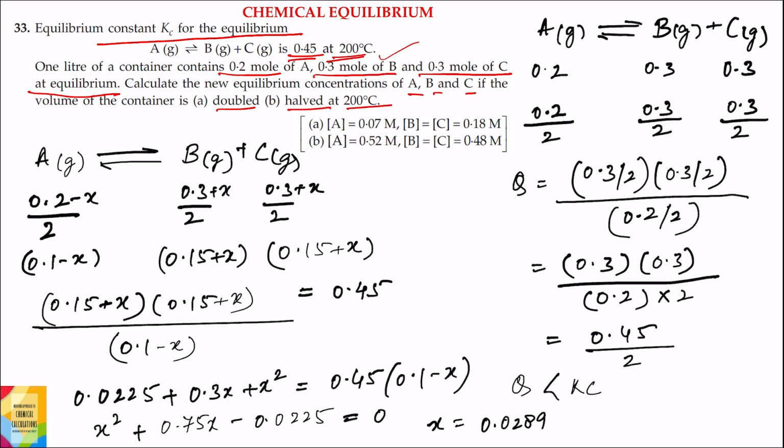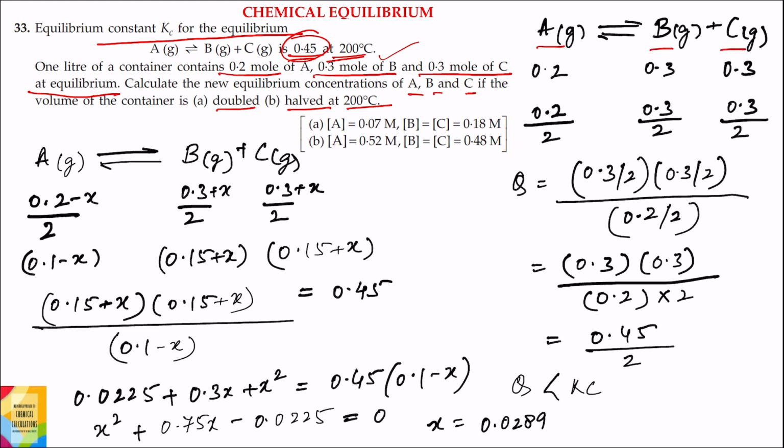Now the temperature is constant. The temperature is 200 degrees centigrade. So when the volume is doubled or volume is halved, the value of Kc remains the same, that is 0.45. First of all, when the volume is doubled, solving that part of the question, A changing into B and C.